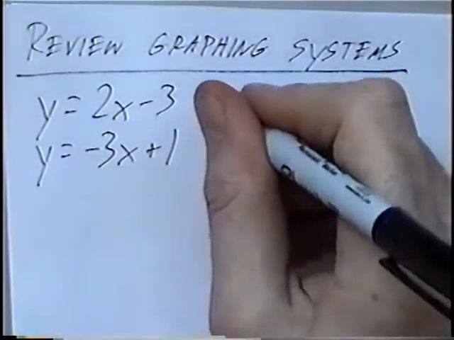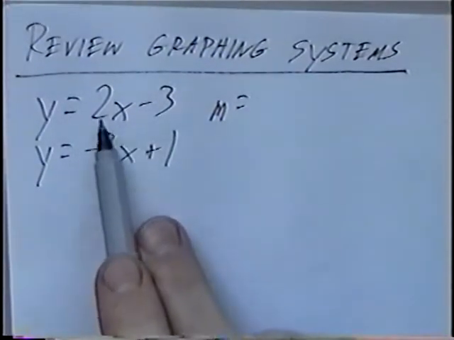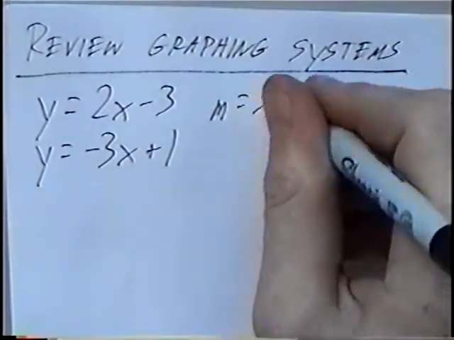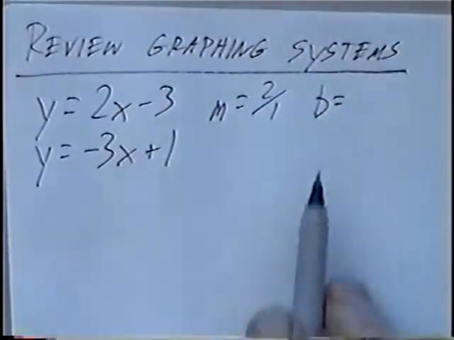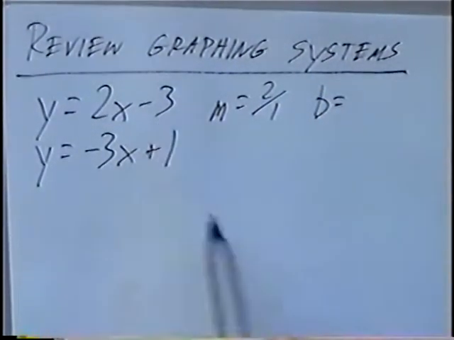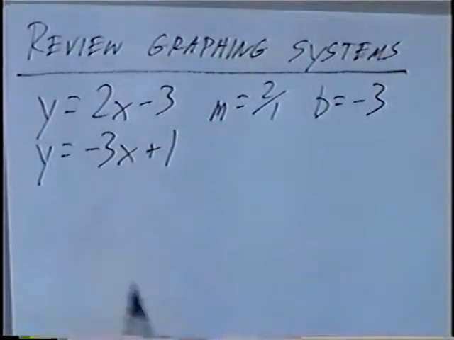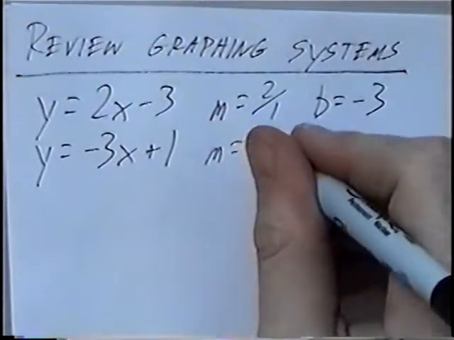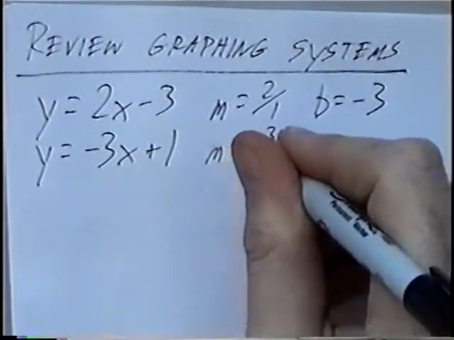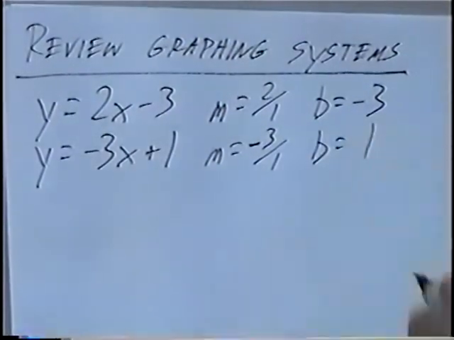The first equation, we can find what m equals. M is the number in front of x, which would be 2. If we make that a fraction, it would be 2 over 1. Solving for b, the y-intercept, b would be negative 3. Second equation, m equals the number in front of x, which would be negative 3 or negative 3 over 1, and b, the y-intercept, would be positive 1.